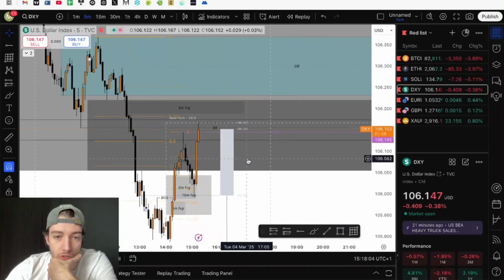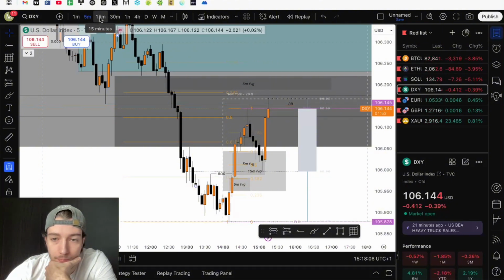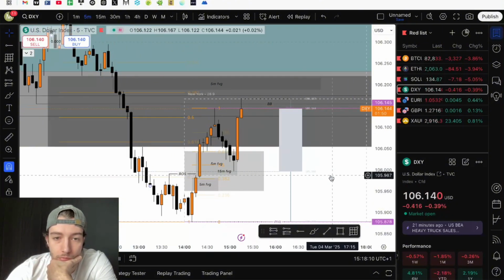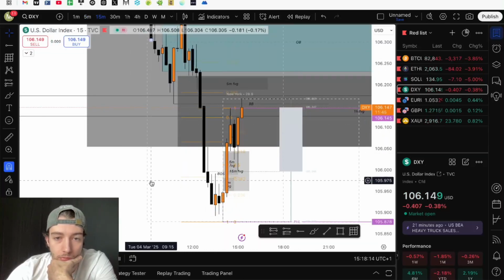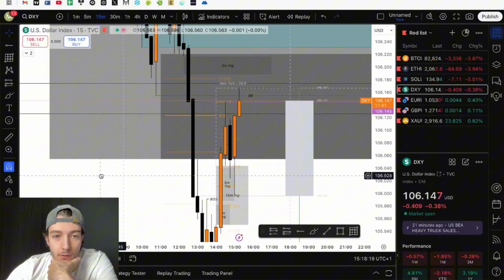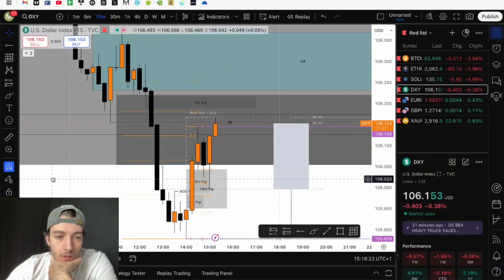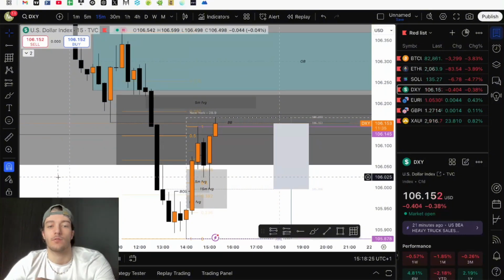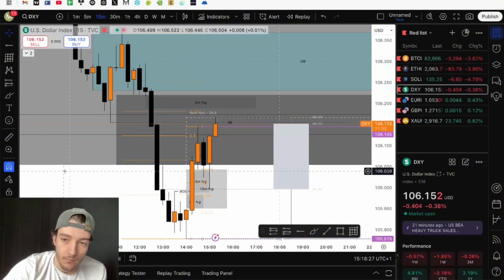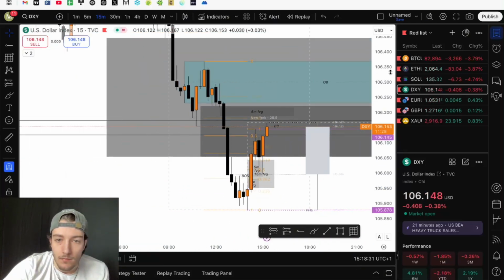The dollar has reached the breaker. Let's see how this 5-minute candle will close. But I would much rather wait for this 15-minute candle to close for more confluence. It would be a stronger confirmation. Yes, yes, yes.